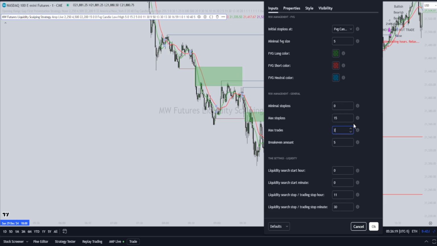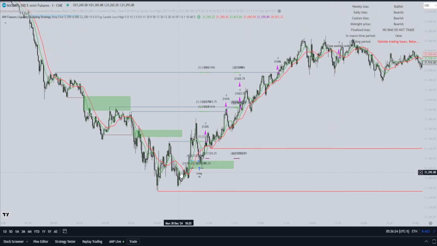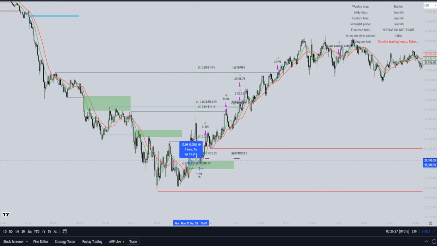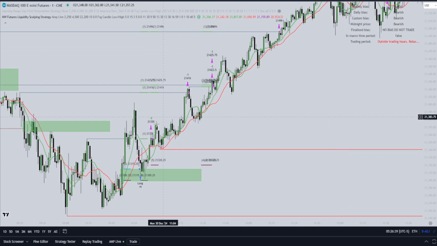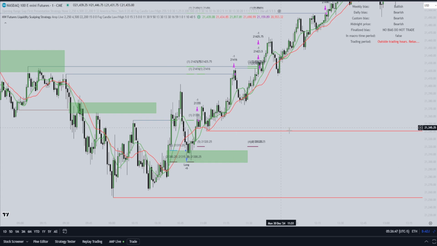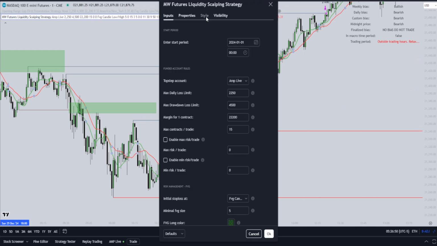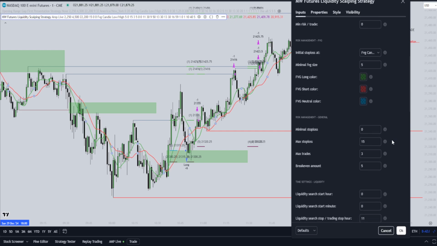If we would change this to 2 or 3, that means that in this time period, so from the creation of this fair value gap to this time, in this time selection, we are allowed to place 3 trades. Obviously, we only placed 1 trade here due to the fact that we are already in a trade, but for example, if we would have been stopped out here, then we would have been able to place a new trade. So that's how that works. So for every liquidity session, means every hour basically, we are allowed to place 1 trade.